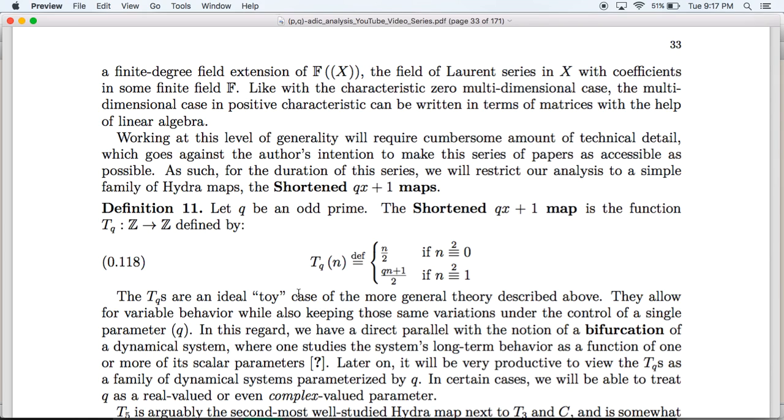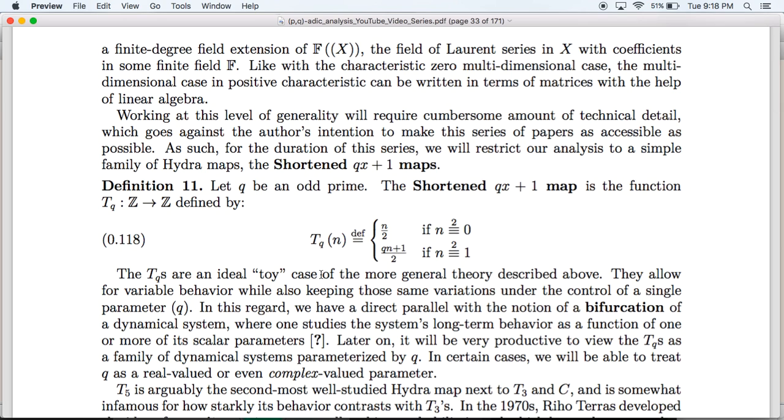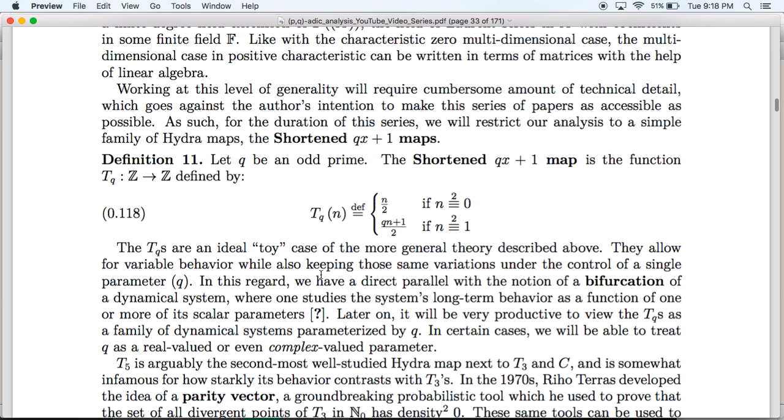And it actually leads to the idea of thinking about this not as a collection of maps, but rather a single map parameterized over Q. And that's part of where I'm thinking that there might be connections to scheme theory in that language. So the shortened QX+1 maps are not entirely unstudied.